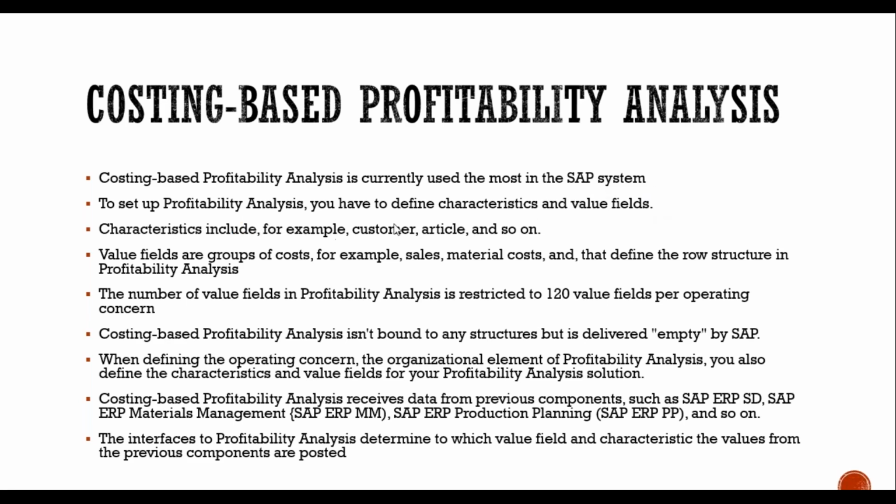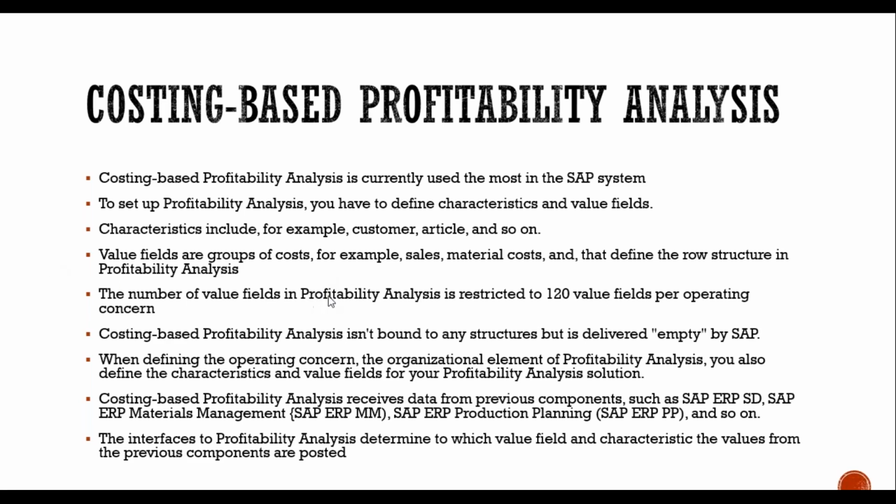Okay, characteristics include, for example, customer, article, material group we just now discussed. And value fields are the group of costs. For example, what is the sales, what is the discount, what is the material cost. These are the value fields. So characteristics means the columns. I want to see the profitability based on my customer group, material group, region, product. So these are the characteristics. But what I want to see is the total sales minus discount minus expenses, which will become my profitability. So these three things, sales, cost, as well as the discount, are my value fields.